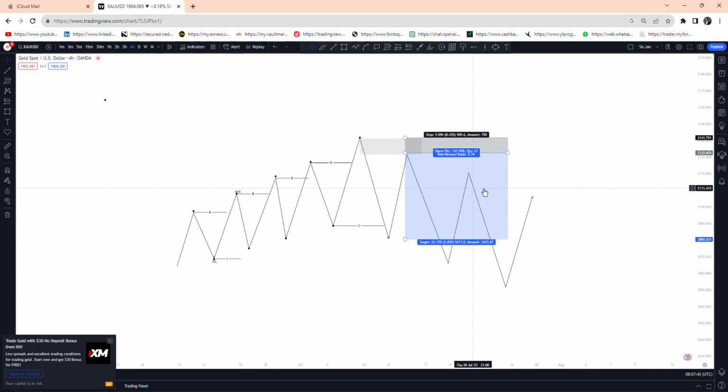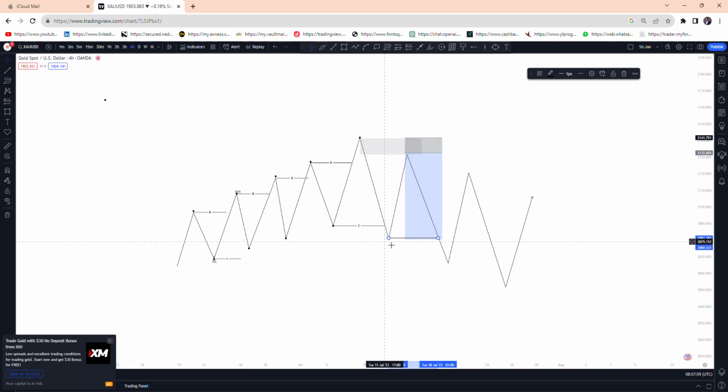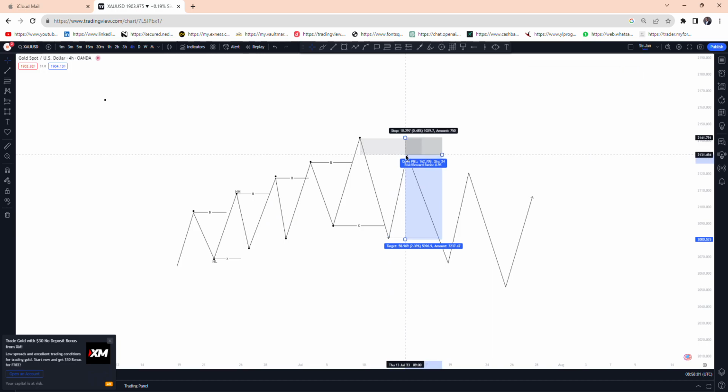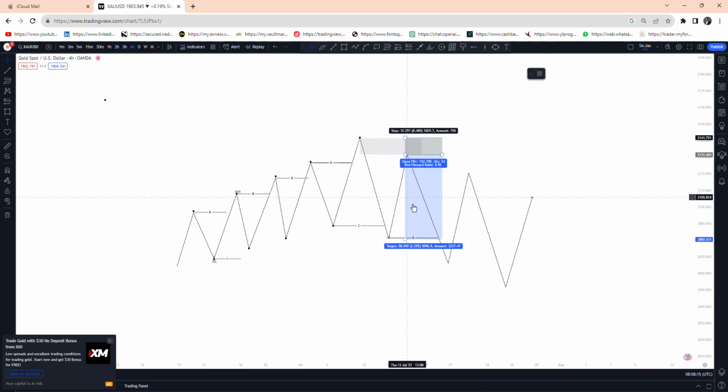So the moment it taps you in here, remember it broke structure here, that was a change of character. Then this became my what? It became my weak low. So every weak low or high, it will change into what? Breaker of structure. So it broke structure, but my TP will be here.